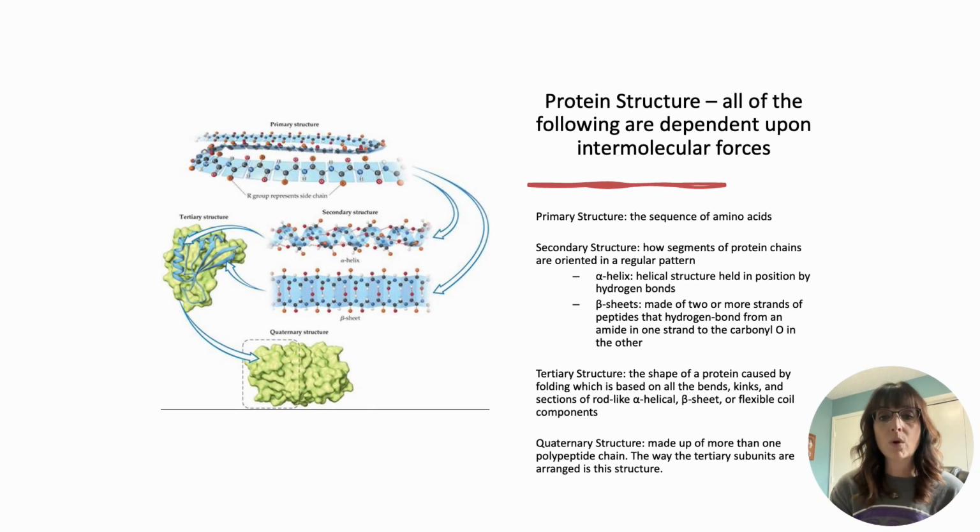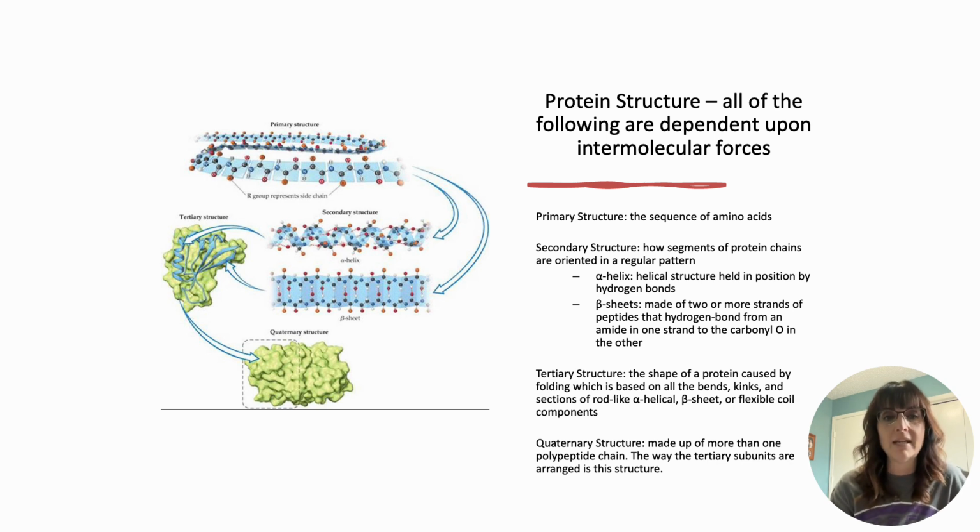There are 4 levels of protein structure, and if you take AP Bio or college biology, you'll get way more into this. But that initial sequence of amino acids is just the primary structure. It's just a chain of amino acids. Secondary structure is how are those segments oriented in a regular pattern? And there's different kinds. You can see that in the picture called alpha helix.